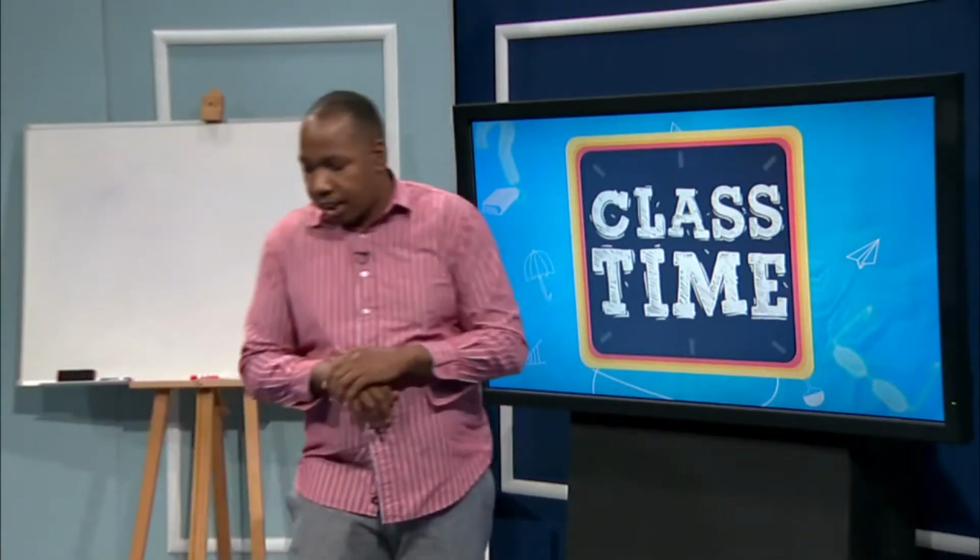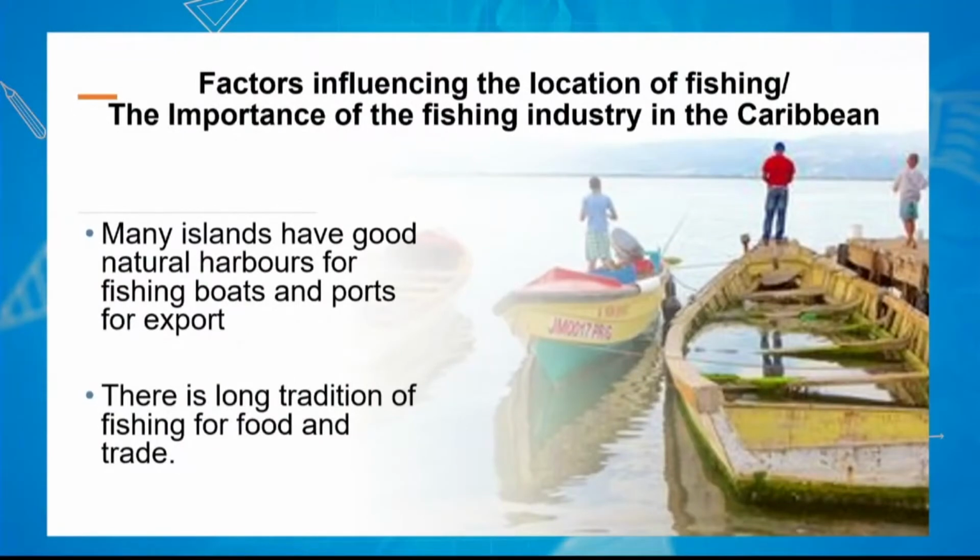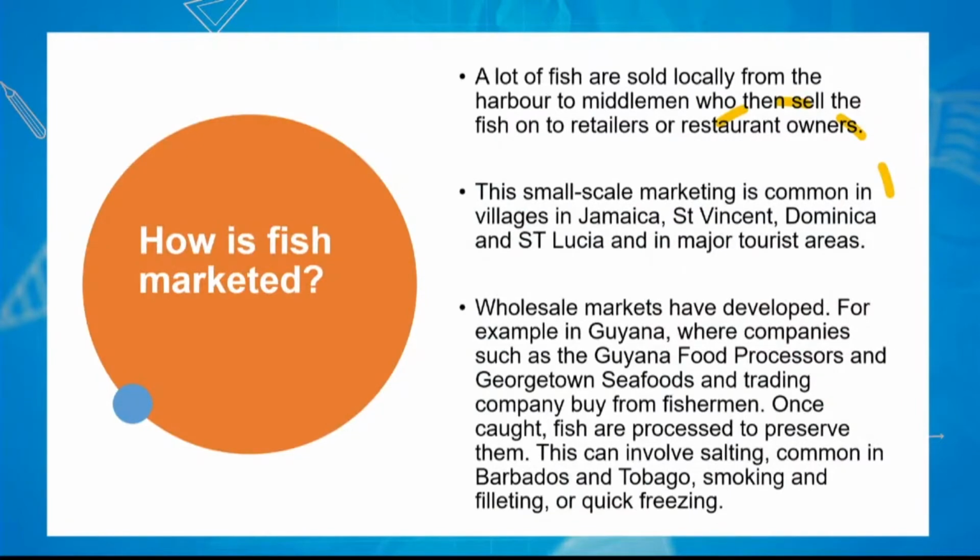Now, what are some other factors influencing the location of the fishing industry? Is the fact that many islands have very good natural harbors, and these natural harbors are good areas for boats to dock and for ports that we use for exporting of commodities. And so there is also a very long tradition of fishing for food and trade in the region, and that also influences our engagement in the fishing industry, rather.